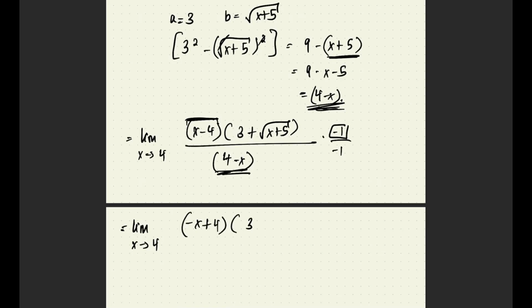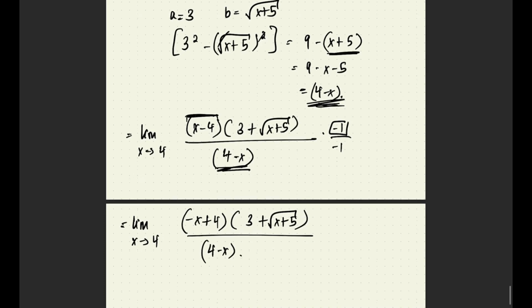Then I'll write the rest of the numerator as it is, divided by, now this 4 minus x, I'll just write it as it is. And what else? Let's not forget this -1. So I'm not multiplying the denominator 4 minus x with the -1, because if I do that, then I won't be able to cancel it with the numerator.